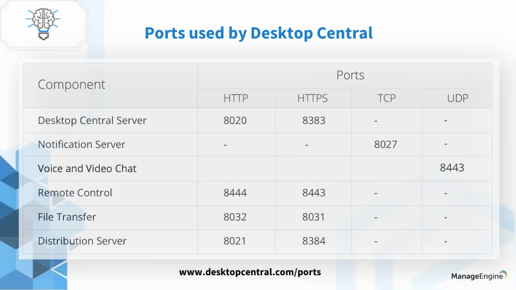Desktop Central runs primarily on 2 ports: 8383, which is HTTPS, and 8020, which is HTTP. All the agents talk to the server using these ports. There is another port, 8027. This is TCP, and it is used by the notification server.